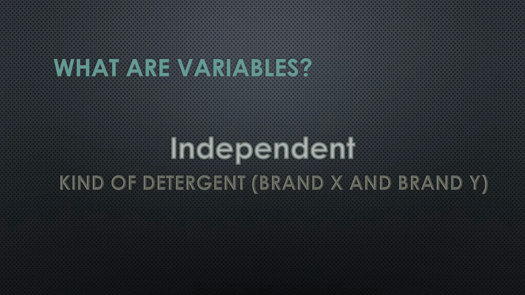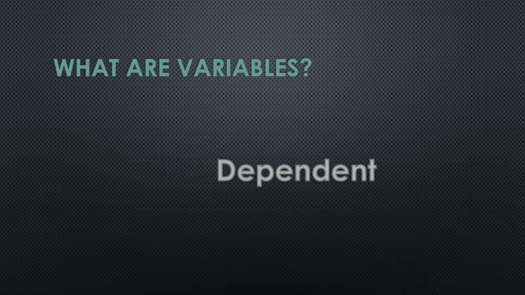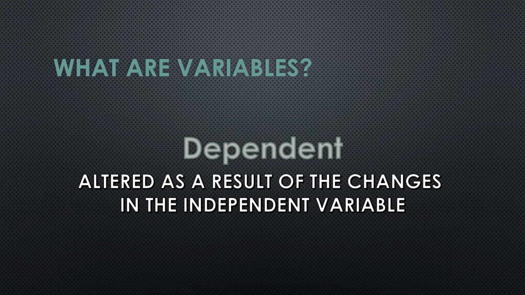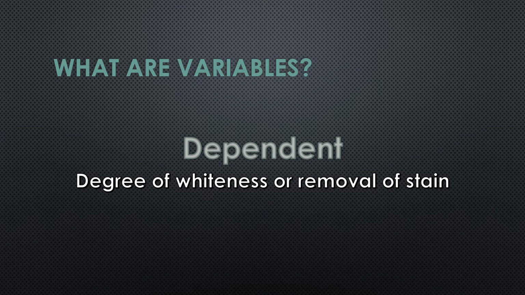The second type of variable is the dependent variable. It is also called the responding variable. It is the factor that is altered as a result of changes in the independent variable. What is the dependent variable in our experiment? The dependent variable in our experiment is the effect or result of the independent variable, which is the degree of whiteness or the removal of stain.